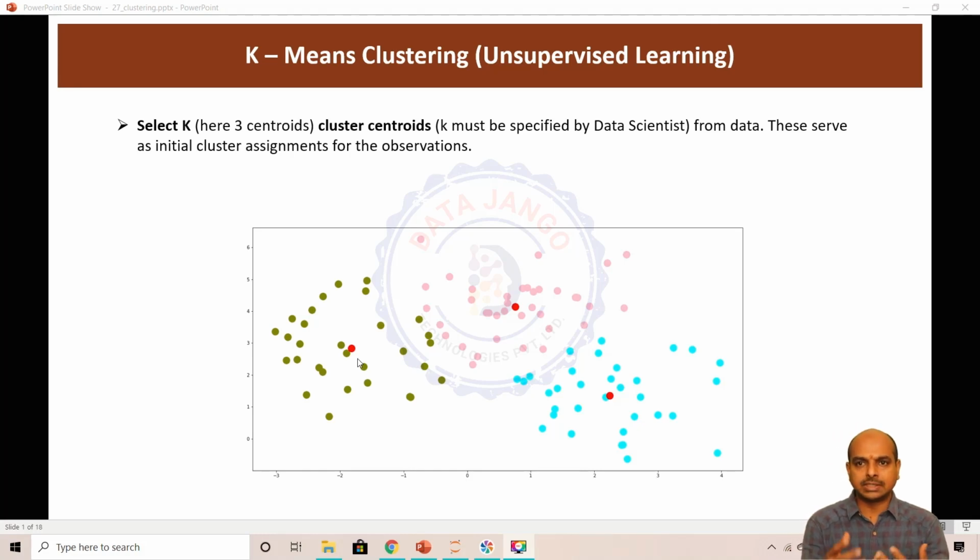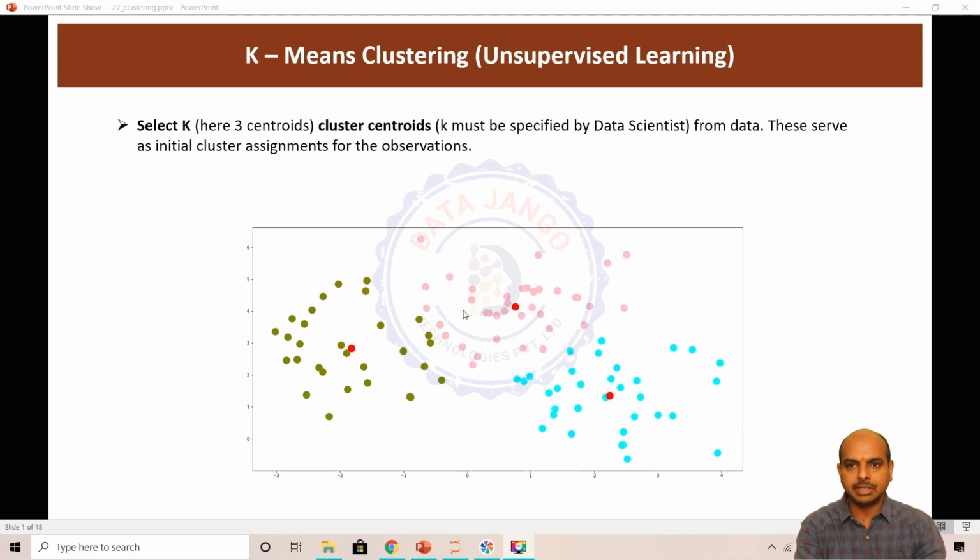So how do we decide that k? We have measures and metrics to decide that. We'll come to that at a later point in time. But suppose that for this data set I have chosen k equal to 3, that is, I want to divide this data into 3 clusters.